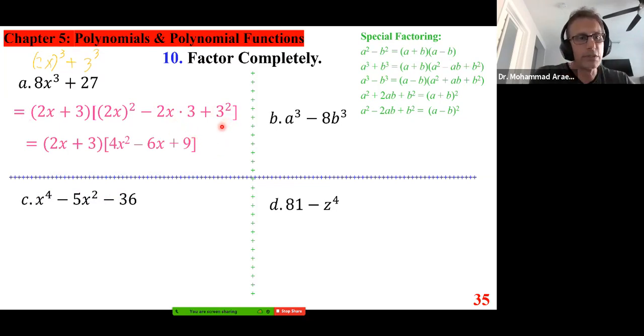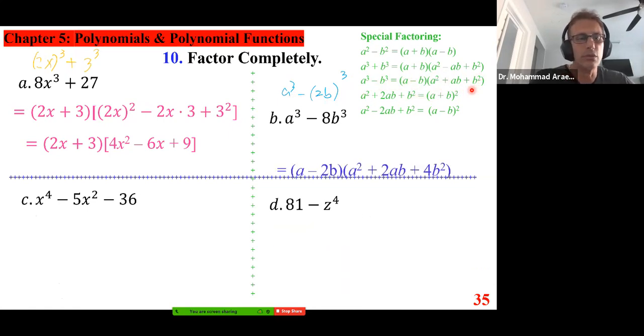Part B, we're going to do the same thing. This is a cubed minus 2b quantity cubed. So we are looking at a cubed minus b cubed. A is a, and b, replace the b with 2b here. Anywhere you see b, replace it with 2b. So a minus b becomes a minus 2b. A squared plus a times b becomes a times 2b, and b squared becomes 2b quantity squared.